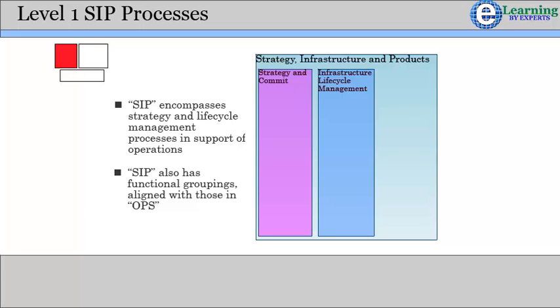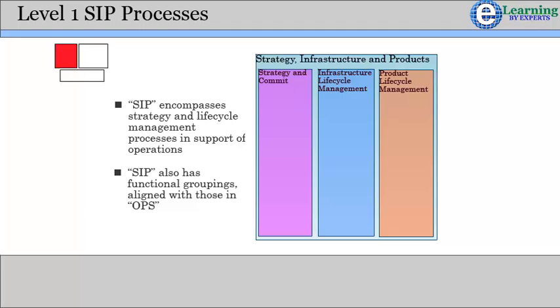Infrastructure Lifecycle Management covers control of the infrastructures used not only in the business, the most obvious being the network, but also the IT infrastructure, and even the human resources of the company. Product Lifecycle Management covers the products.